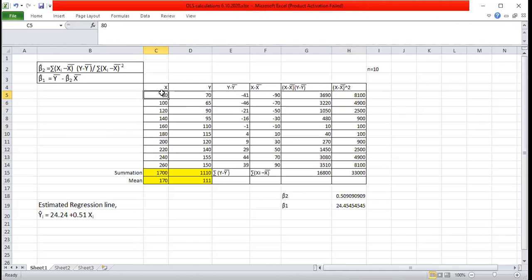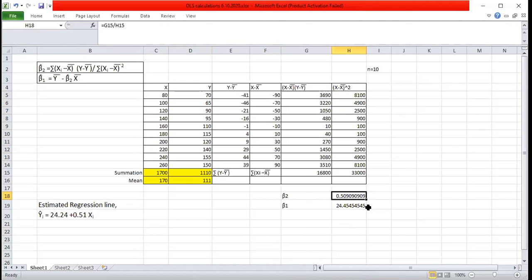Professor, can you repeat the last sentence? Which part? Beta 1. No, I didn't talk about beta 1. I'm talking about beta 2 hat.